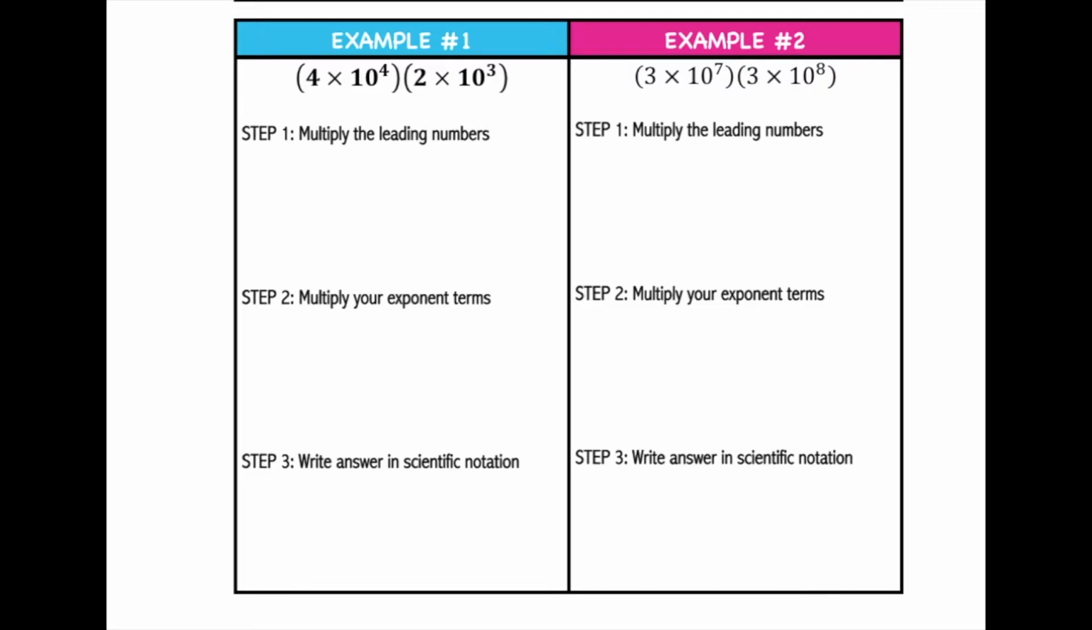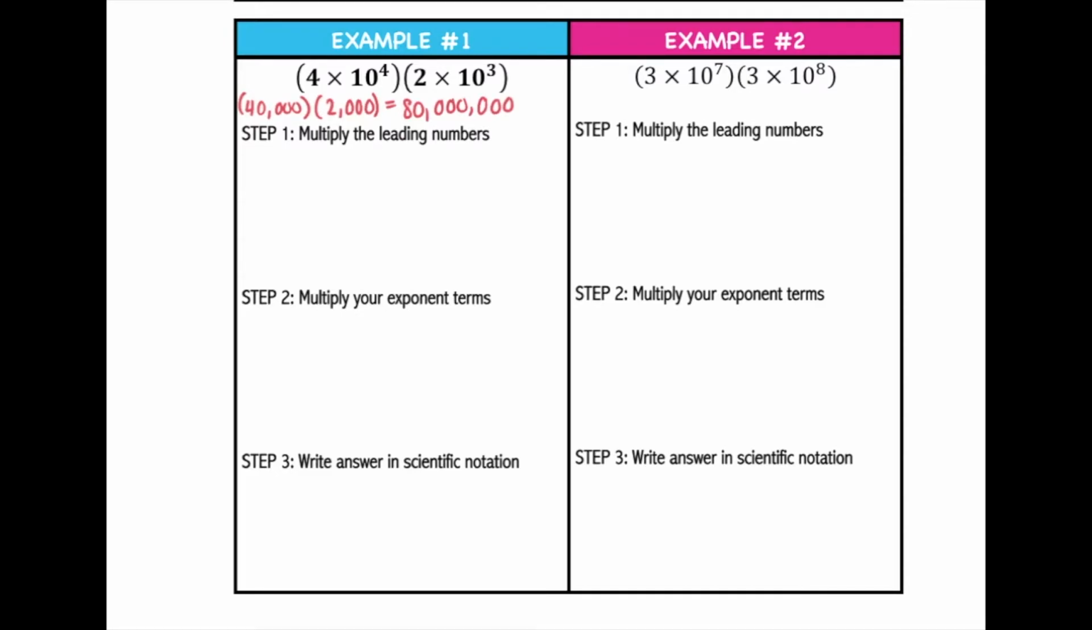So in this first example, we are going to be multiplying 4 times 10 to the fourth power times 2 times 10 to the third power. There are two ways that I can multiply these numbers. I can rewrite the numbers in standard form. So 4 times 10 to the fourth power is the same as 40,000. And 2 times 10 to the third power is the same as 2,000. So 40,000 times 2,000, if I plug that into a calculator, gives me 80 million.